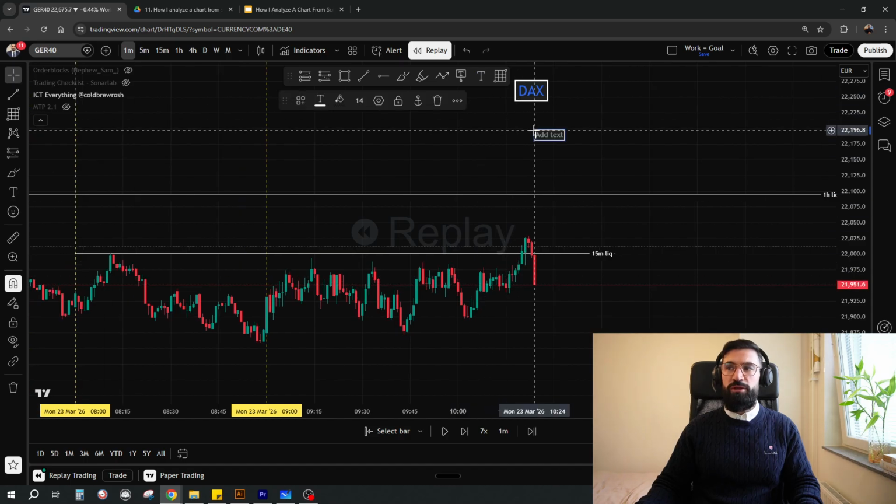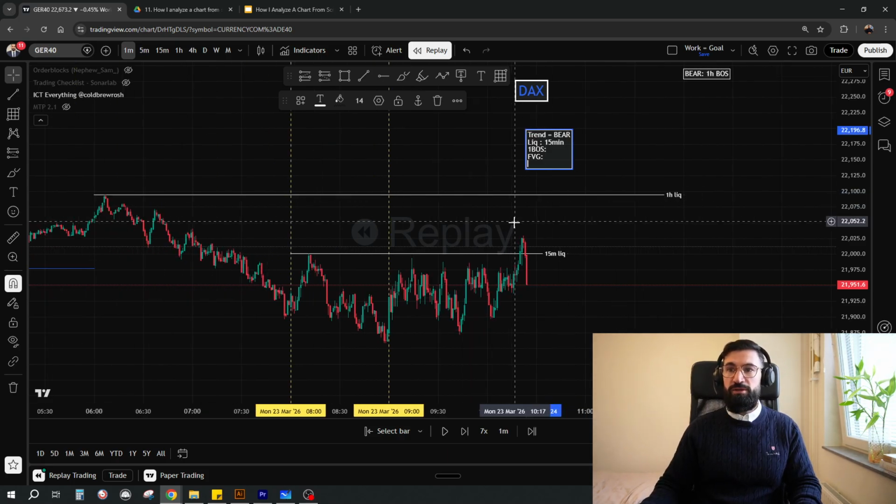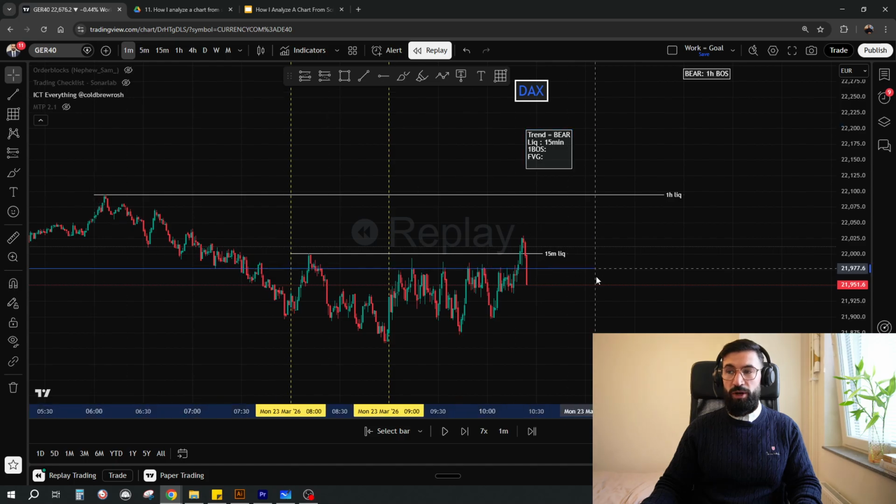Now we have three things. I have the trend, which is bearish. I have liquidity being swept on the 15-minute. I'm waiting for a 1-minute break of structure, and then I'm waiting for a fair value gap. And I'm checking that the equilibrium is correct, which is correct.